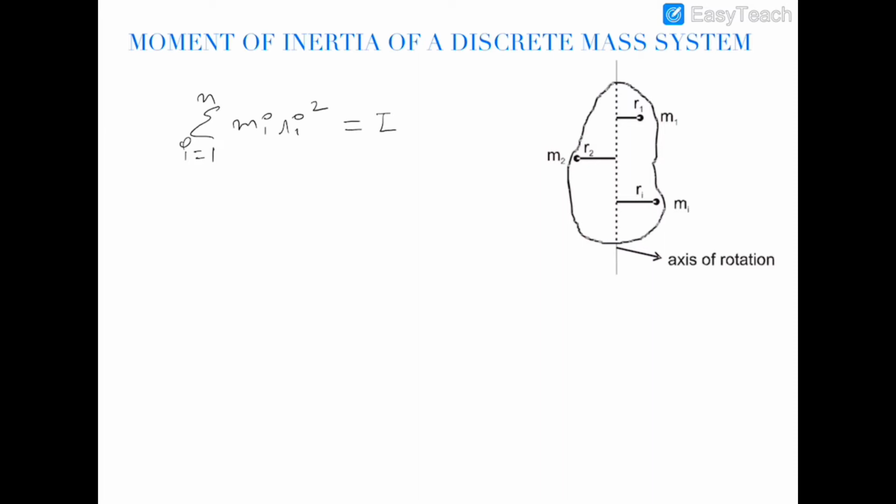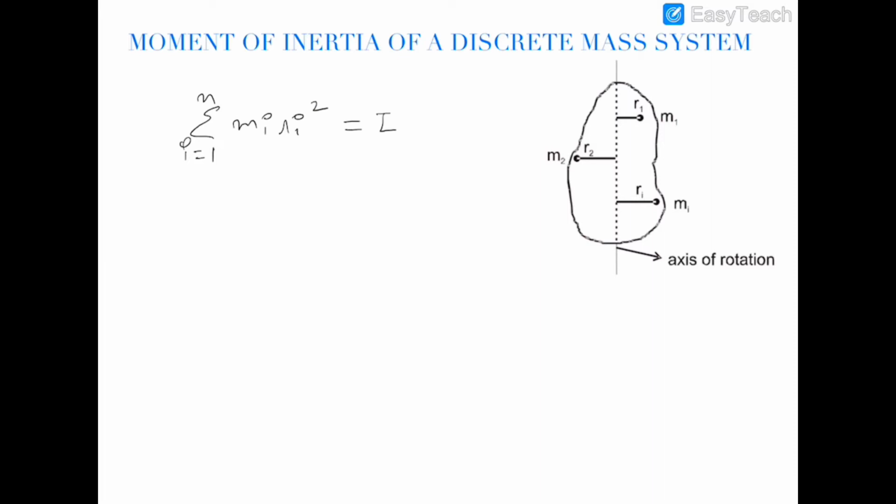What I mean to say can be explained by this example, in which there is a system which contains n number of masses which are individually separated by a distance of r1 from the common axis. r1 is for m1, r2 is for m2, and similarly for the ith mass it would be ri. So it doesn't matter whether the masses are distributed on either side of the axis or on the same side.